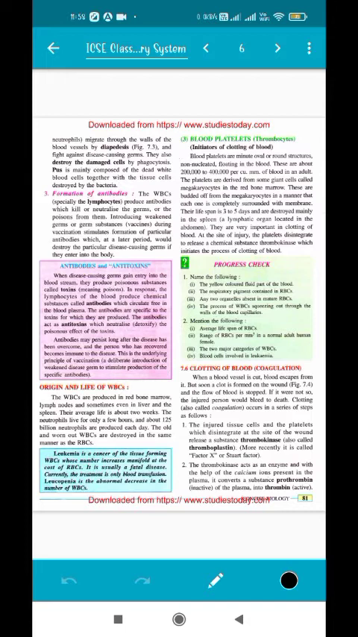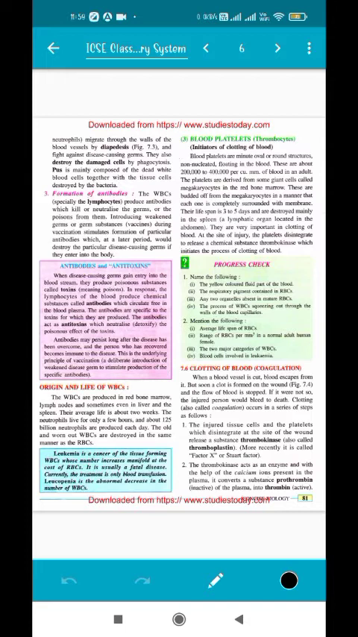Formation of antibodies. So we have come to the topic where we will discuss antibodies. Let's see what these are. The WBCs, especially the lymphocytes, produce antibodies which kill or neutralize the germs or the poisons from them. So either they will kill the germs, or they will neutralize the poison which is released by those germs. Poisons in this case are chemical substances which can cause harm. Antibodies are types of proteins which are produced by WBCs in order to keep our bodies protected from foreign organisms.